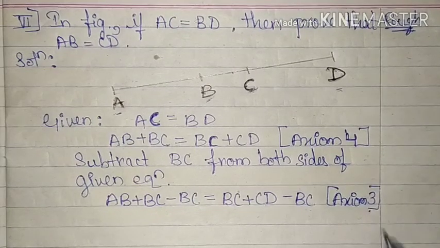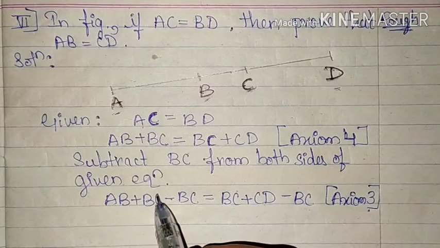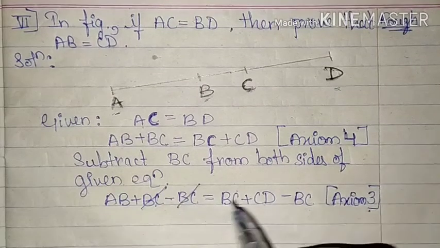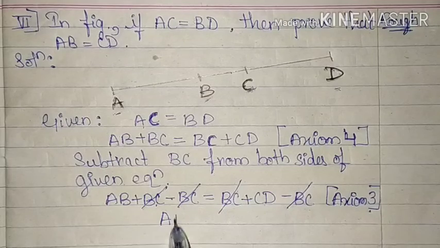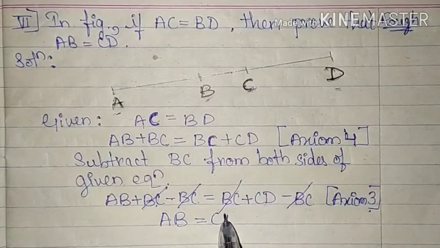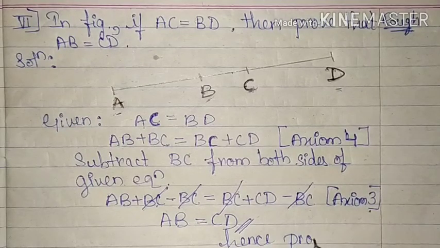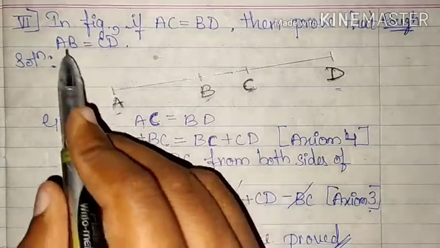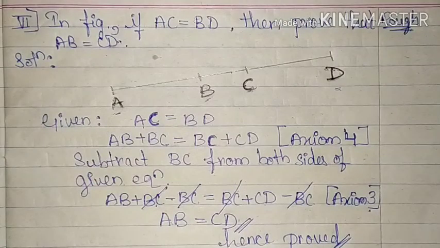3. What does axiom 3 say? If equals are subtracted from the equals, then the remainders are equal. So here we talk about subtraction, not the addition. BC minus BC cancels out. BC minus BC cancels out. What is remaining? AB is equal to CD. Hence proved. That is what we were supposed to prove, right? We were supposed to prove AB is equal to CD, and we got AB is equal to CD.